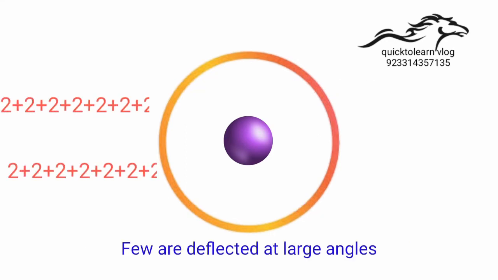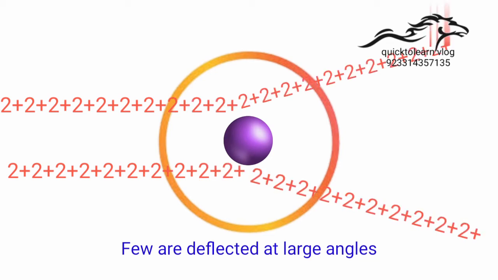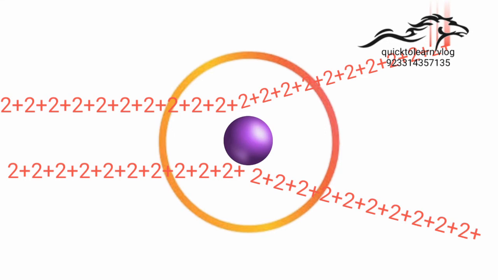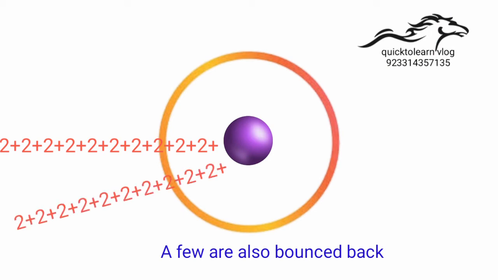A few of the alpha particles are deflected at large angles. This is the second observation. Only a very few of them are deflected or rebound back.